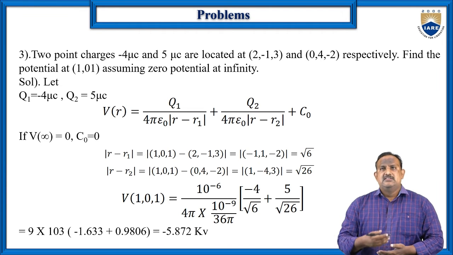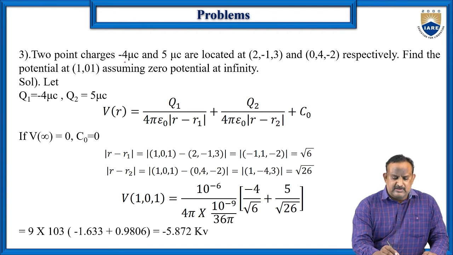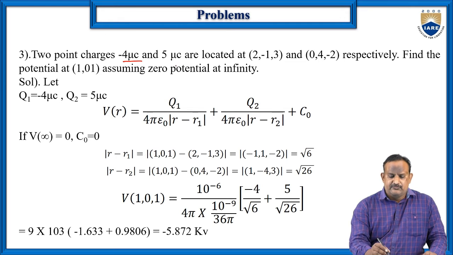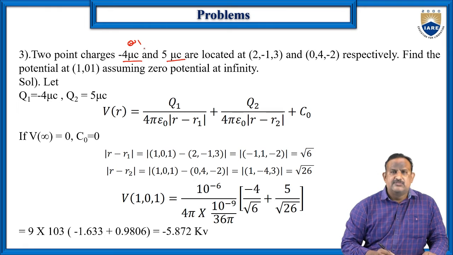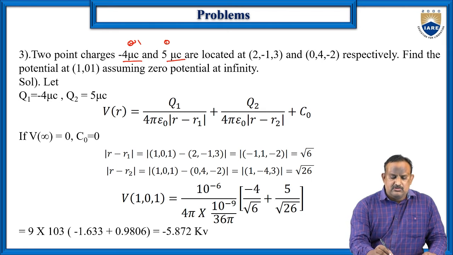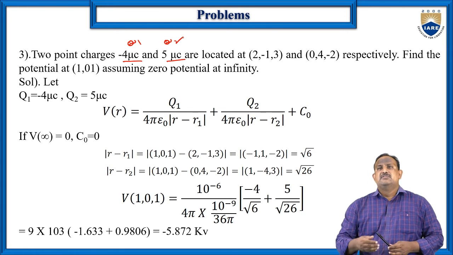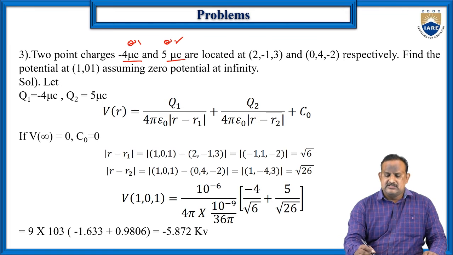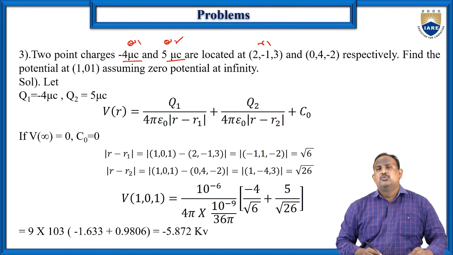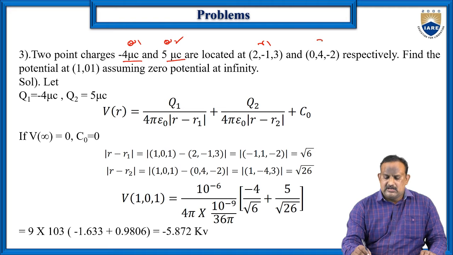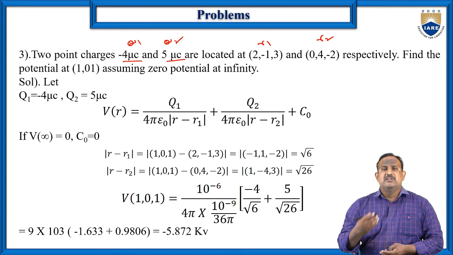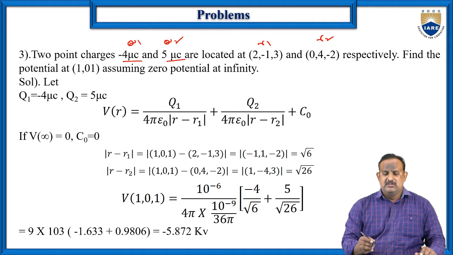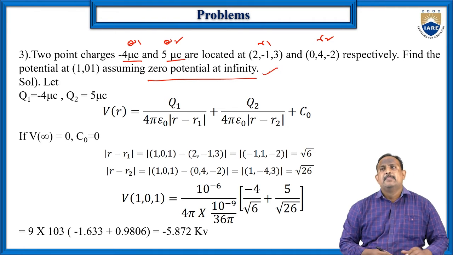So here the 2 point charges are minus 4 microcoulombs and 5 microcoulombs. So let us assume Q1 is minus 4 microcoulombs and Q2 is equal to 5 microcoulombs, which are located at R1 equal to (2,-1,3) and R2 equal to (0,4,-2) respectively. So find the potential at (1,0,1), assuming 0 potential at infinity.